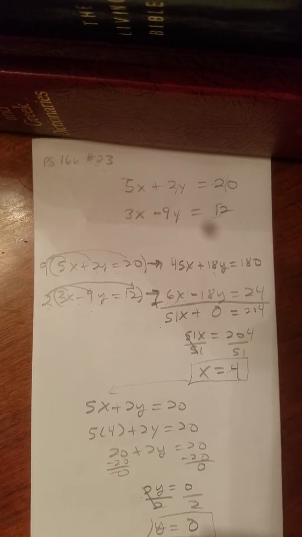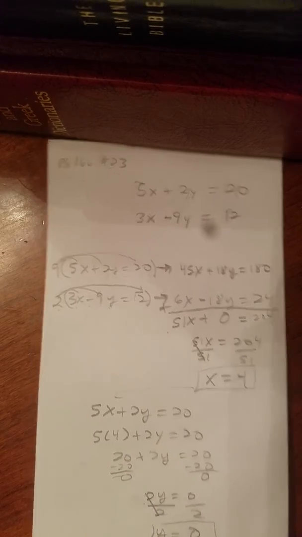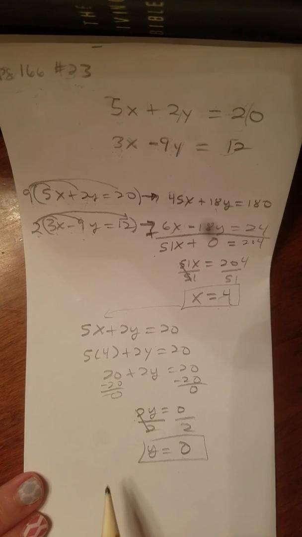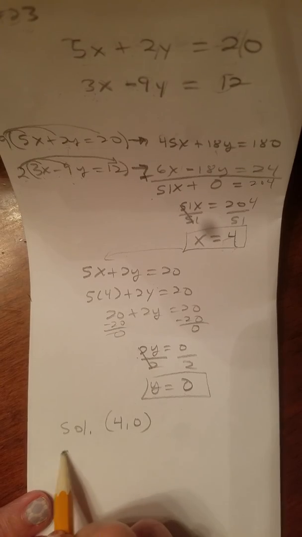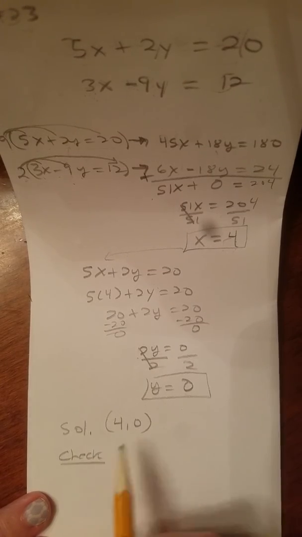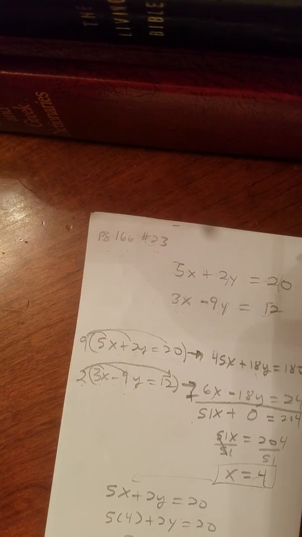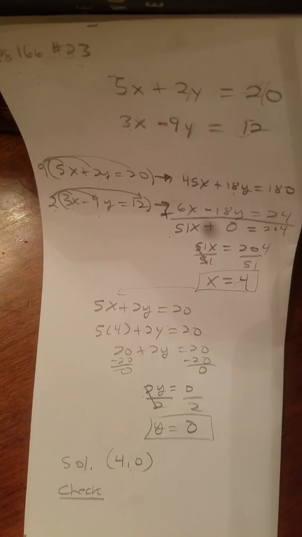All right, so here's our x and our y, which means our solution is (4, 0). Now, do your check step. Remember you take your solution and plug it into your two original equations and make sure you get two true statements. I'm not going to take the time to do this check step at this time. All right?